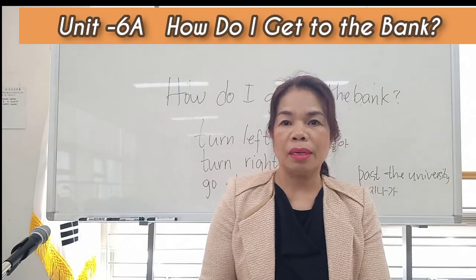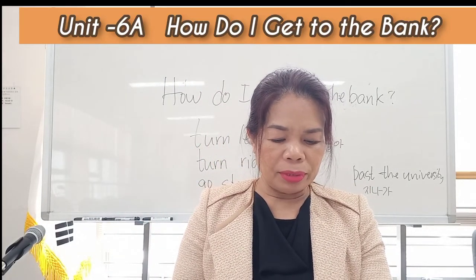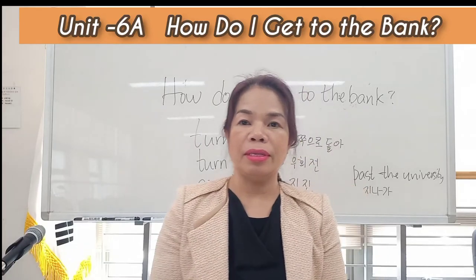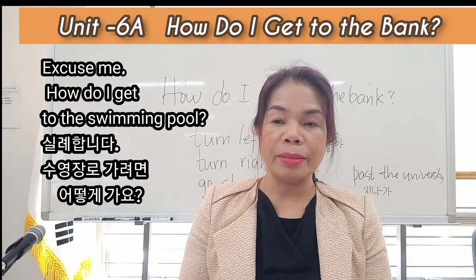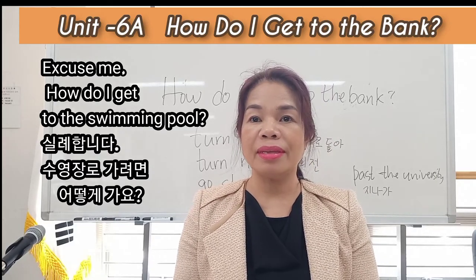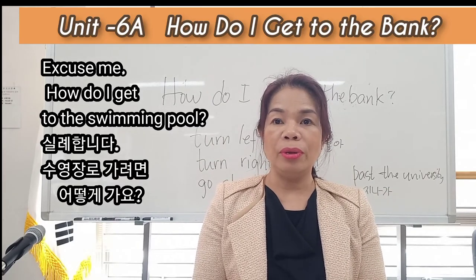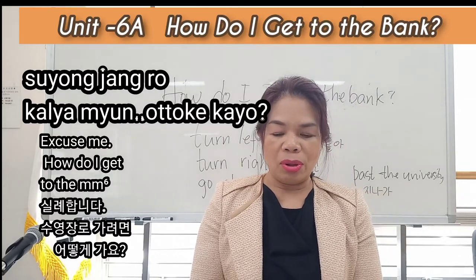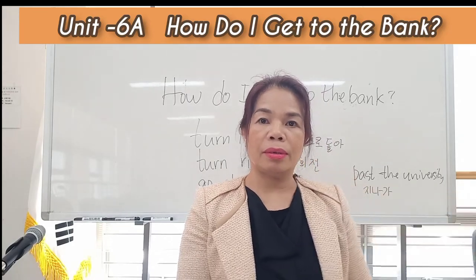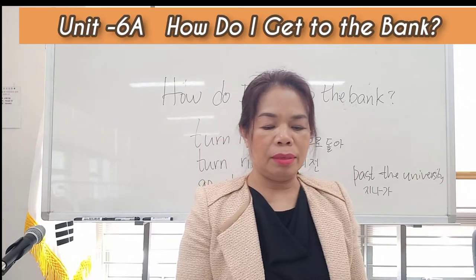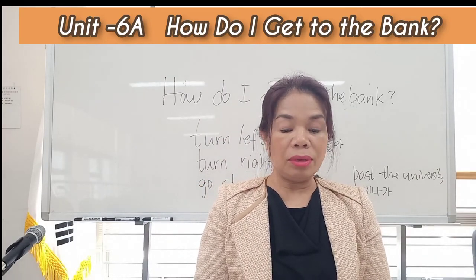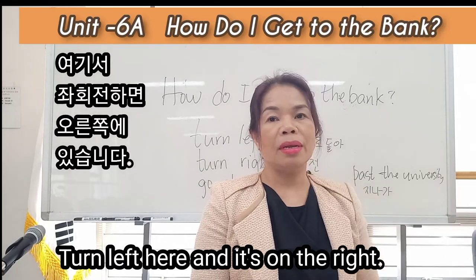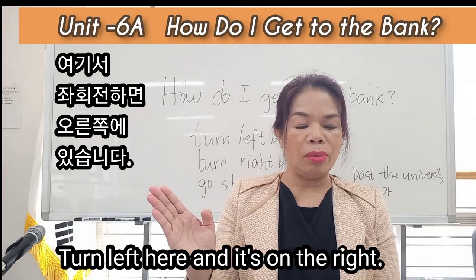Okay, so you heard three conversations. Who are they, and what's number one? Number one, there was a man. The man said, excuse me, how do I get to the swimming pool? 수영장 가려면 어떻게 가요? The swimming pool? 수영장요? Okay, turn left here. Turn left. Okay. And it's on the right. Turn left here and it's on the right.